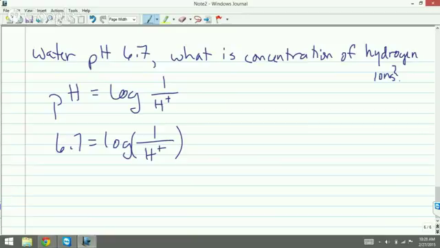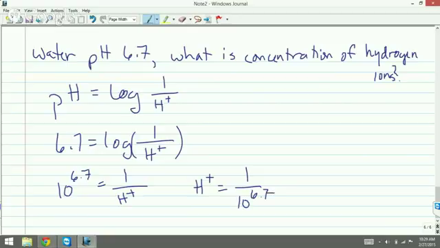Can we rewrite it as an exponential? Yeah, rewrite it as an exponential. What's the base? 10. Exponent? The log is gone. Now we can multiply the H plus out, right? And divide by 6.7. So what we end up with is that number. What do we got?